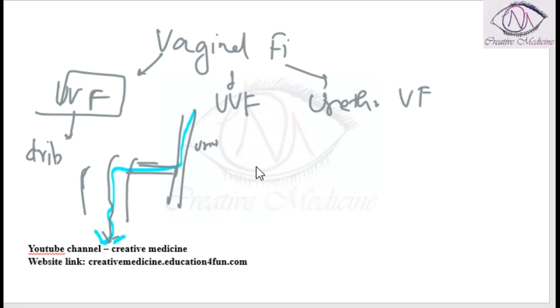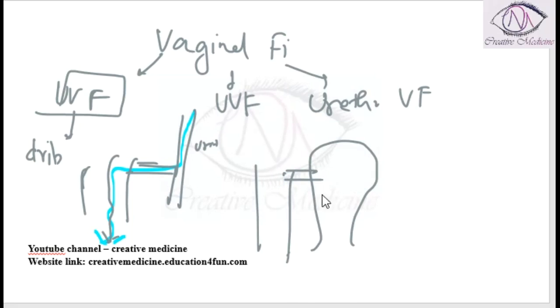Then second, constant dribbling of urine from the vagina with no normal urination. There is no normal urination. That means there is an issue or a fistula in the urinary bladder. So it is vesicovaginal fistula. So constant dribbling of urine from the vagina with no normal urination is vesicovaginal fistula.